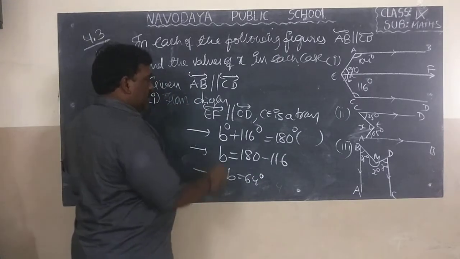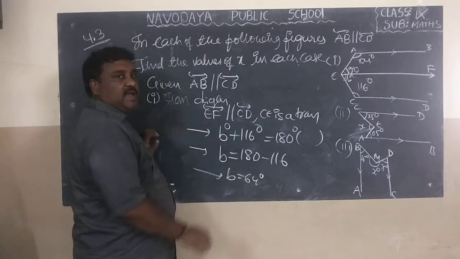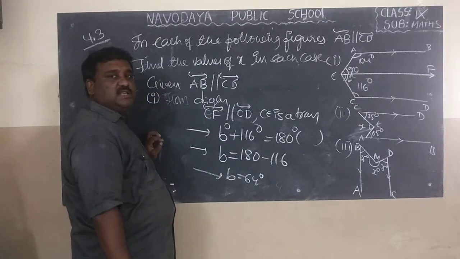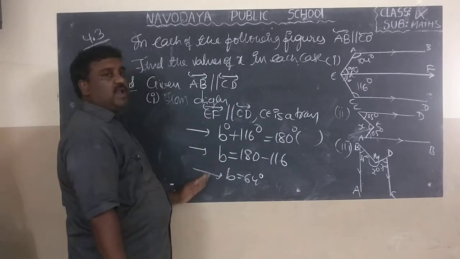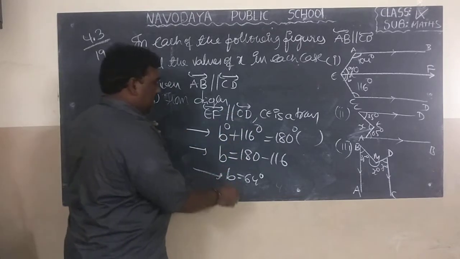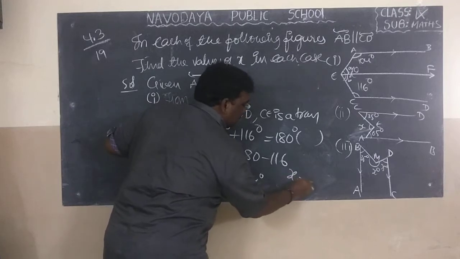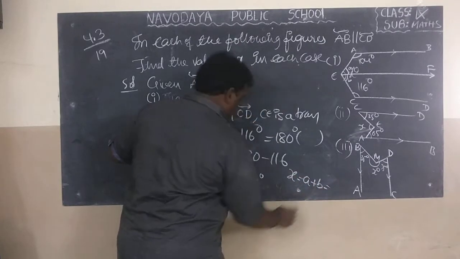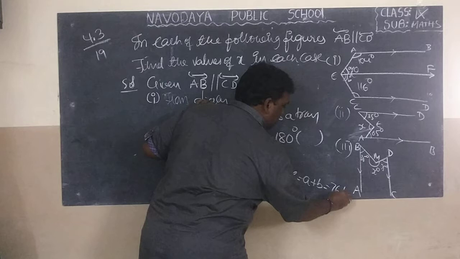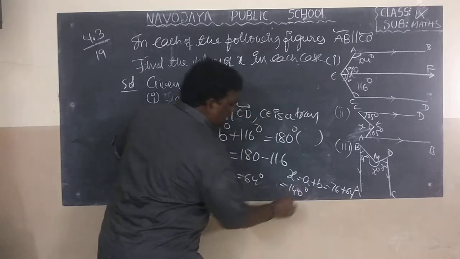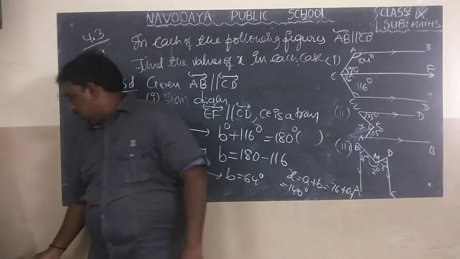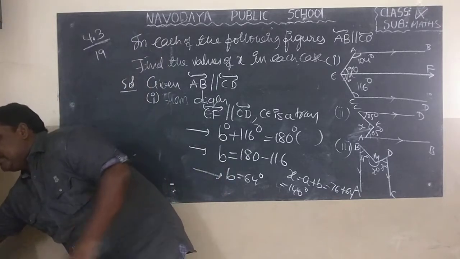From the diagram, EF parallel CD, comma CE is a transversal. b plus 116 equal to 180. b value 180 minus 116, b value 64. What is X? Small a plus small b. Small a is 76 plus small b is 64. Add, 140 in the first diagram. Now the second one.